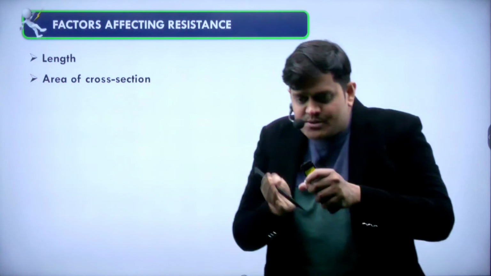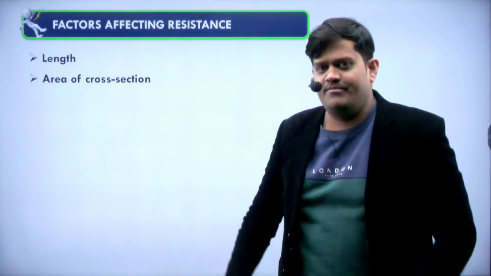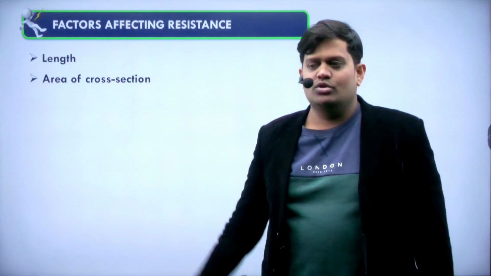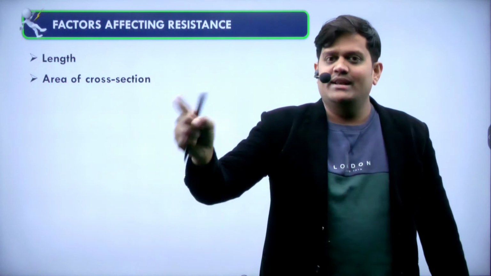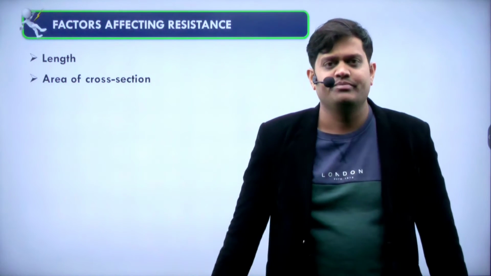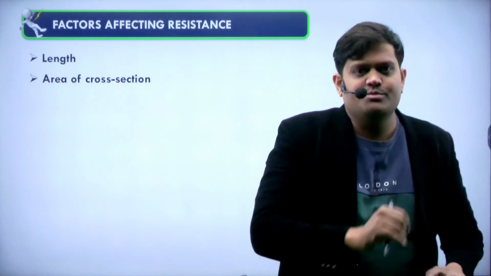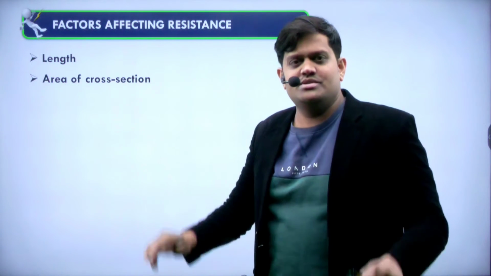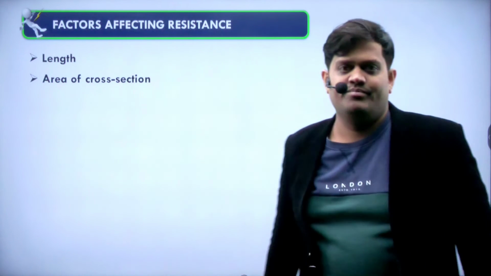If the cross section area is more, then electrons are moving easily, so they have fewer collisions and less resistance. So it is inversely proportional. According to length, R is proportional to L. Length increases, resistance increases. R is proportional to 1 upon A. If the area is increased, the resistance is decreased, because the electrons move freely with fewer collisions.